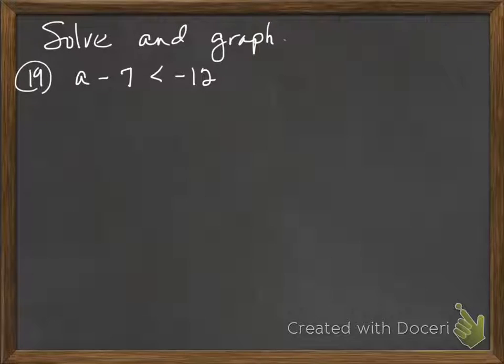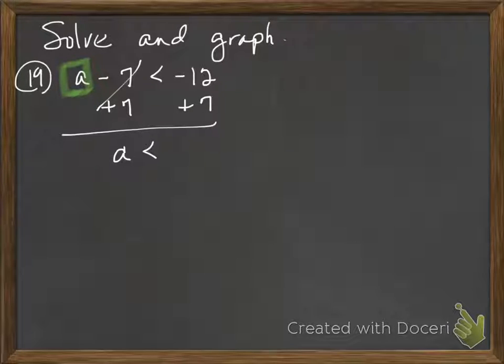They are asking you to solve and graph at number 19. So we're solving for A. I only have one A, that's a good thing. It's on the left-hand side. It says A minus 7. So I want to get rid of subtracting 7. I would do the opposite operation, and I would add 7. That's going to give me A is less than negative 12 plus 7, which is negative 5.